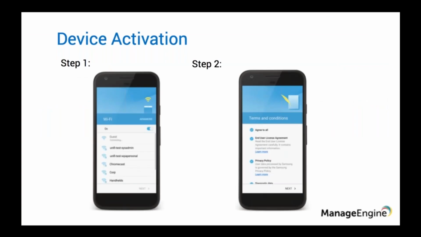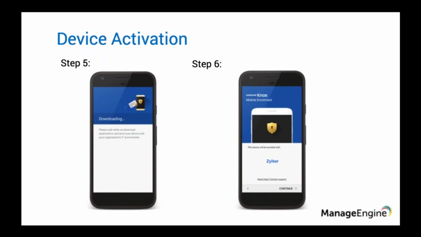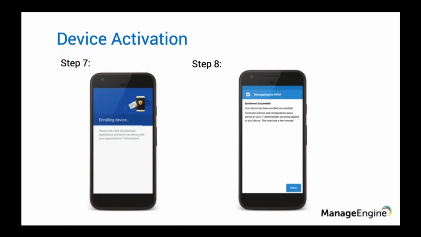Now, these devices can be handed over to your end users. Upon activation, the devices need to be connected to the Wi-Fi, and then your end users will have to accept all the terms and conditions. Once this is done, the device will contact the Knox portal to authenticate itself. Upon successful authentication, it will start downloading the MDM server's configurations. Once all of these configurations have been installed successfully, the device will get enrolled with your MDM server.